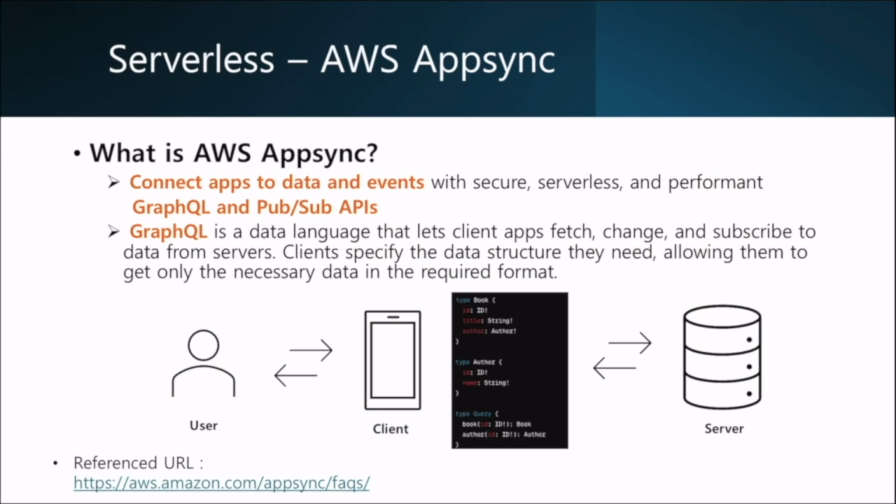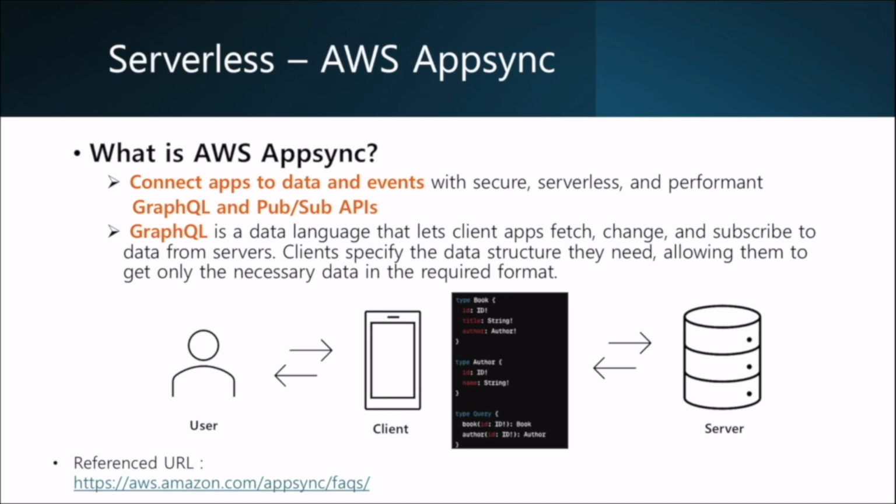What is AWS AppSync? Well, it connects apps to data and events with secure, serverless, and performant GraphQL and PubSub APIs. GraphQL is a data language that lets client apps fetch, change, and subscribe to data from servers. Clients specify the data structure they need, allowing them to get only the necessary data in the required format. Now you can see from the user to the client and to the server, they are all interchanging with each other.